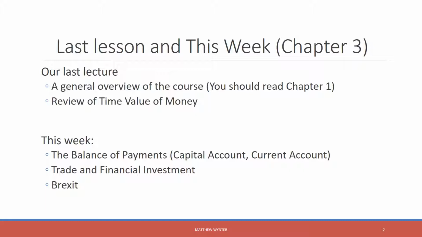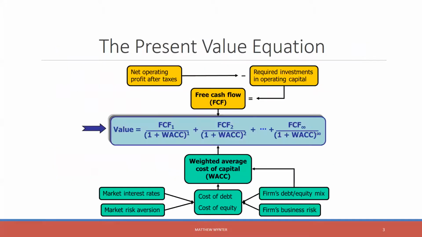We're going to look at the balance of payments, so the capital account. This is basically where trade, international trade, is accounted for, and then the current account or the financial account. This is going to be where we account for financial investment. And then lastly, we'll talk about Brexit, which is a great case and a great way to understand how things can sort of disintegrate, how we can actually have a removal of the free flow of capital and investment between countries.